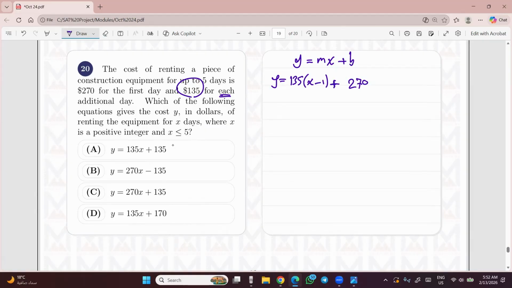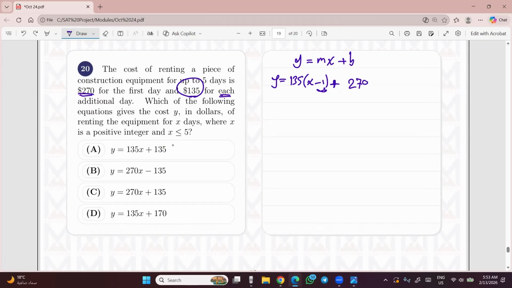Why minus 1 here? Because this 270 is not just a fixed fee. It's for the first day and then 135 for any additional day, starting from day 2. I mean, we exclude day 1 from the equation, so this is why we exclude 1 day here. What if this 270, for example, is for the first 4 days? We write x minus 4 here. If it's 270 for the first 3 days, we say x minus 3 and so on.